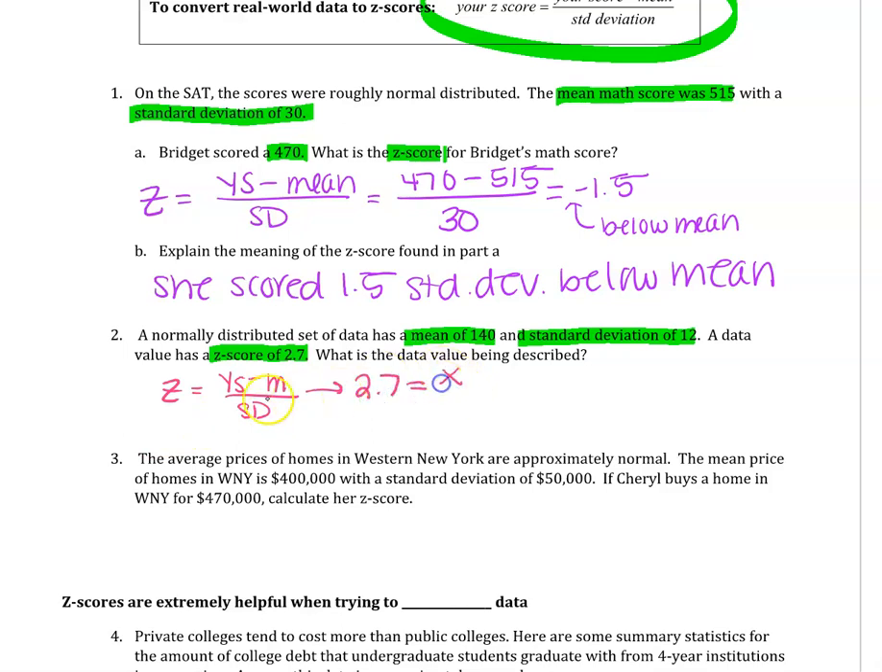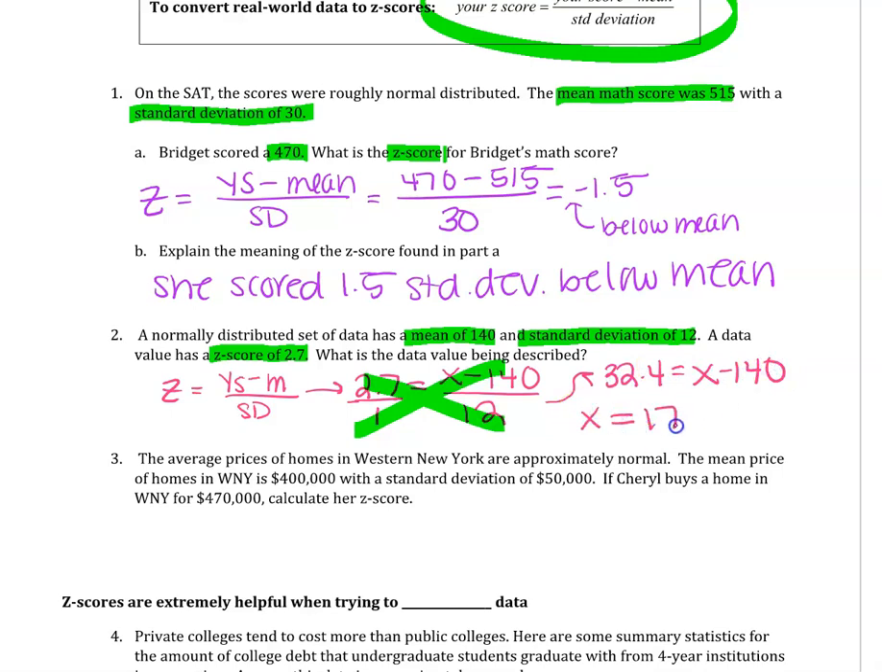Okay, they're telling you that the z-score is 2.7. We don't know the score. I'm just going to call that x. We know the mean is 140, and the standard deviation is 12. So guys, from there, you're just cross multiplying to solve. So 12 times 2.7 would give me 32.4. Add over the 140, and that's where we'd end up with 172.4 as the z-score. Or excuse me, as the actual score.